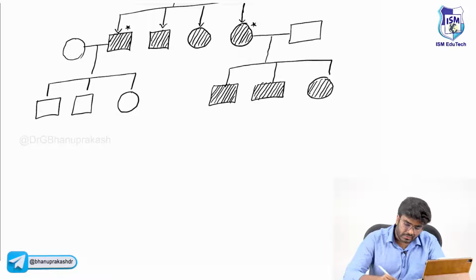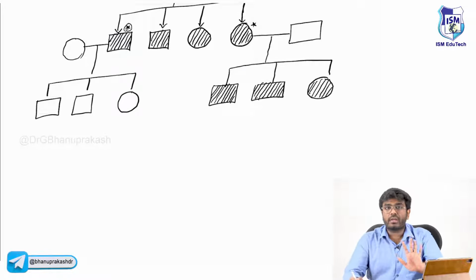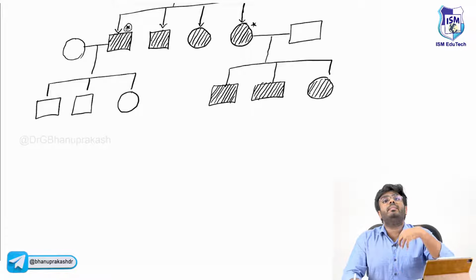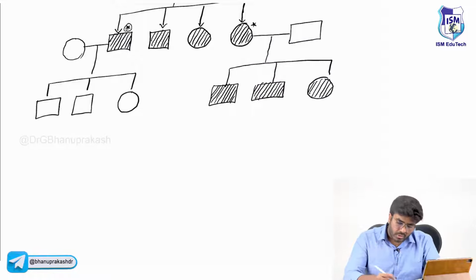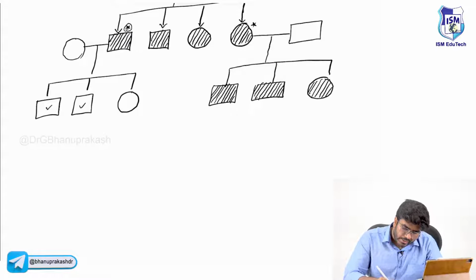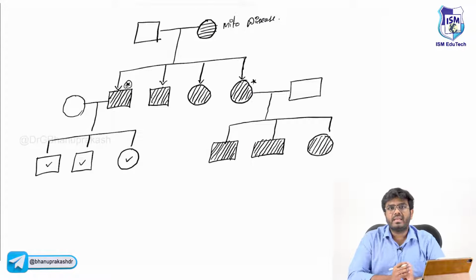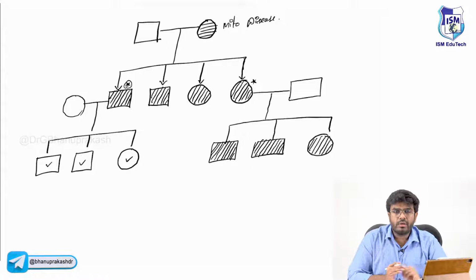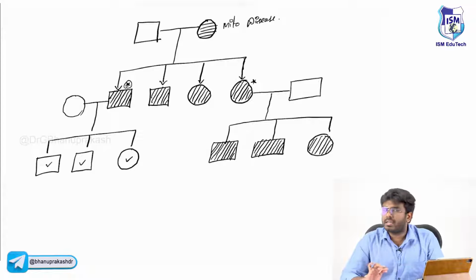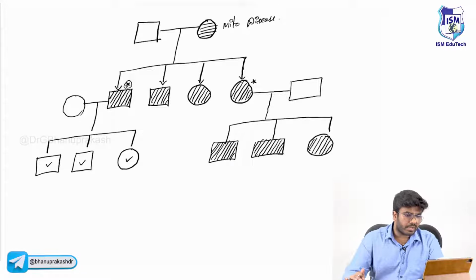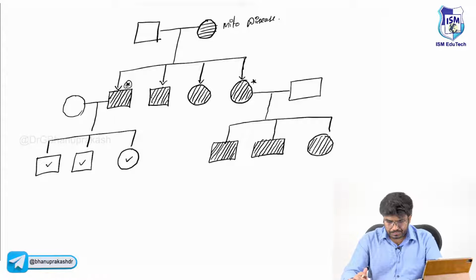See, here the father is affected with the mitochondrial disease, but the father is not contributing any mitochondrial DNA to the offspring. He is not giving any mitochondrial DNA. So here all the children are healthy. This is how the pedigree chart is going to come in your exam. Mother affected, all children affected, then it is 100% mitochondrial disease.